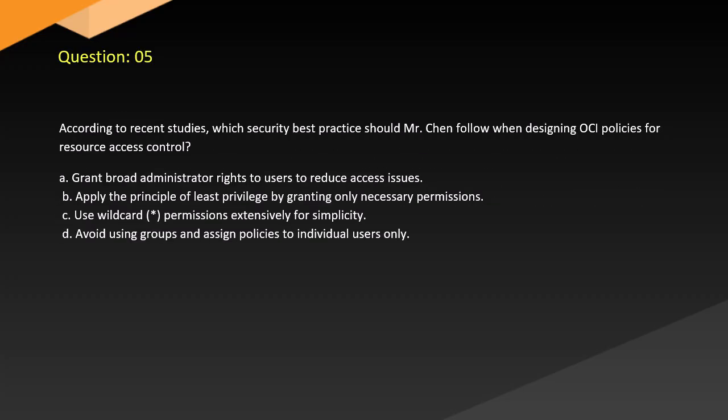Question 5. According to recent studies, which security best practice should ISTGen follow when designing OCI policies for resource access control? A. Grant broad administrator rights to users to reduce access issues. B. Apply the principle of least privilege by granting only necessary permissions. C. Use wildcard star permissions extensively for simplicity. D. Avoid using groups and assign policies to individual users only.